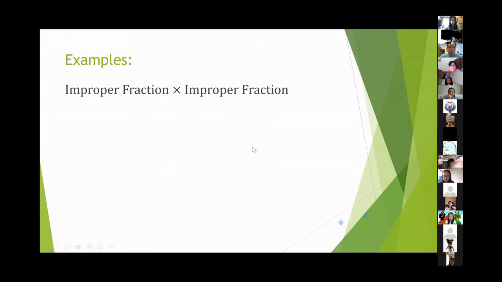Okay, next question. Now, how about improper fraction times improper fraction? Still not that difficult, right? 3/2 times 5/4. 20 seconds.